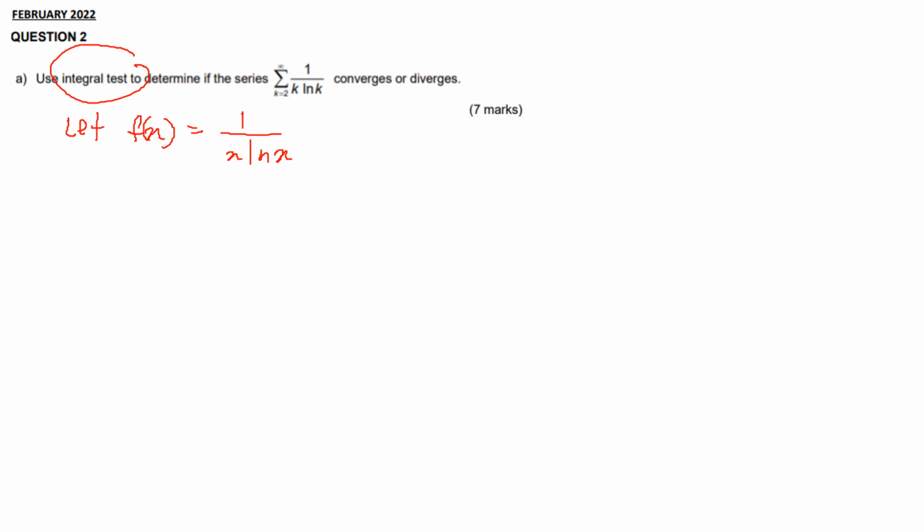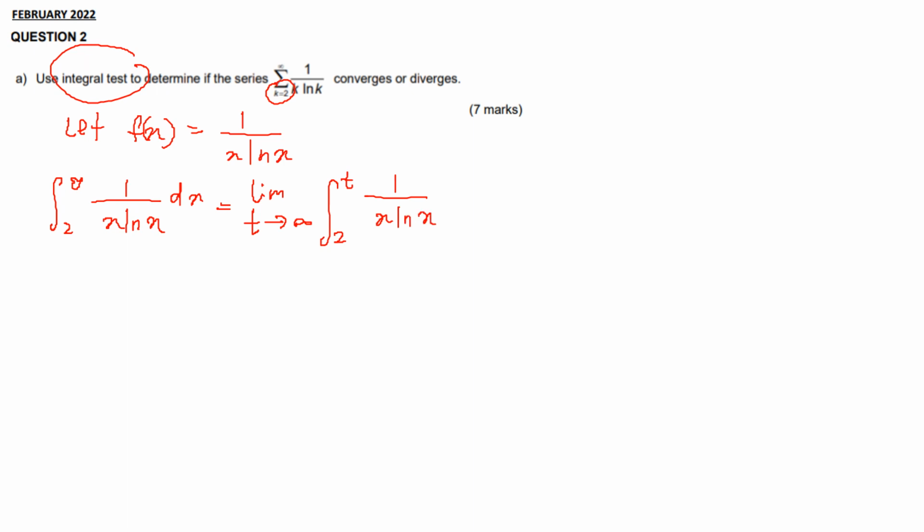Okay, and then you continue with the first one, the integral test, integrate. This one starts from 2. Okay, you have to put 2, it's not normally 1, according to the question, 2 until infinity. Then you copy back 1 over x ln x dx. And then don't forget to solve this integral test. You have to put limit t approaching infinity, 2 until t, and then the function is 1 over x ln x dx.